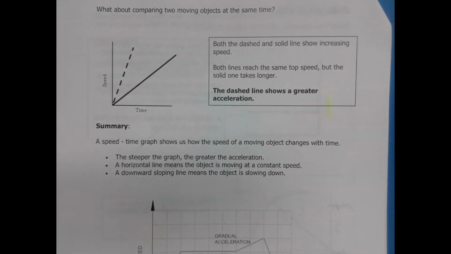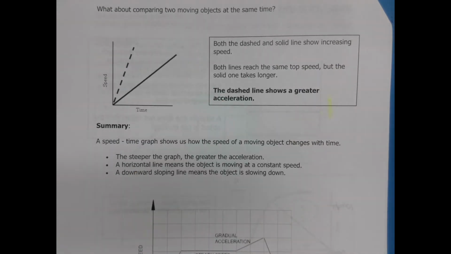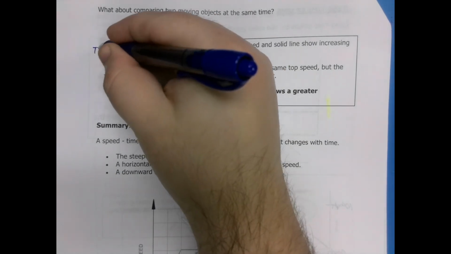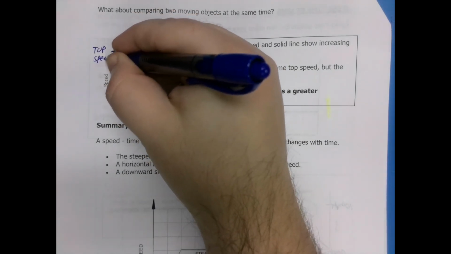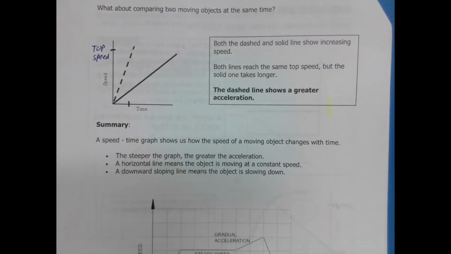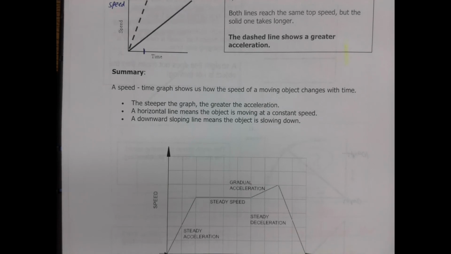So when you're comparing two moving objects, it tells you that the steeper it is, the faster the acceleration. So they both reach a top speed, the same top speed. Maybe it's 100 miles an hour, but this one does it in less time. So in summary, a speed time graph shows us how much the speed is changing.